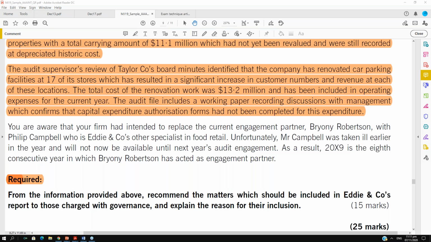Right, so I hope you found 2 problems here. First of all, you will find the materiality of 13.2 million. And I hope you all agree that the renovation work of 13.2 million, which is included in the operating expenses, is wrong. It should have been capitalized. Do you believe the renovation has resulted in an increase in customer numbers and revenue? If so, should it be recognized as capital expenditure?